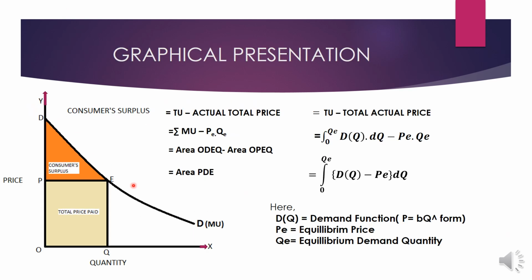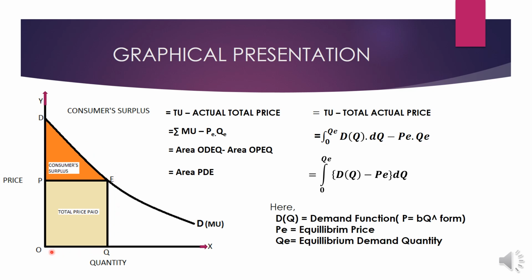Here we see this is the demand curve, which is also the marginal utility curve of the product. As we know, the consumer surplus is equal to the total utility minus the total actual price paid for the product. The total utility, as discussed earlier, is the summation of the marginal utility. The summation of the marginal utility, or total utility, is actually the area that lies under the demand curve or the marginal utility curve.